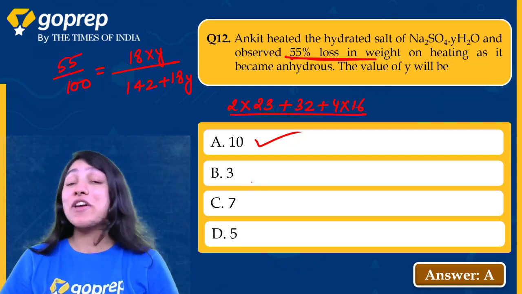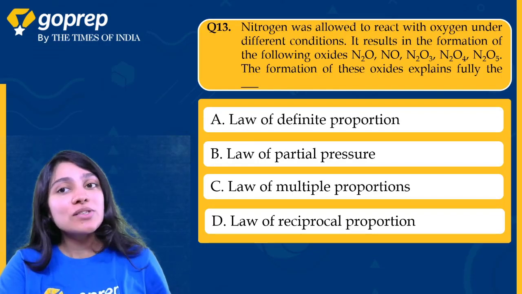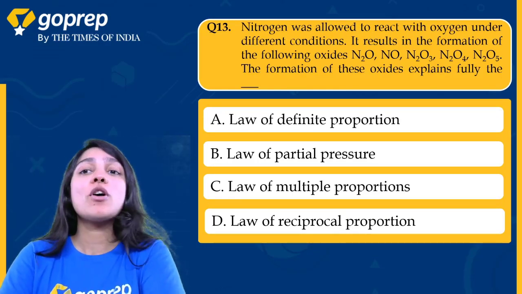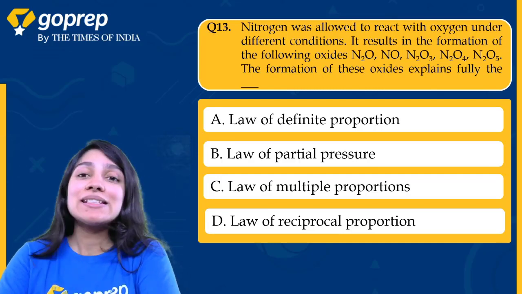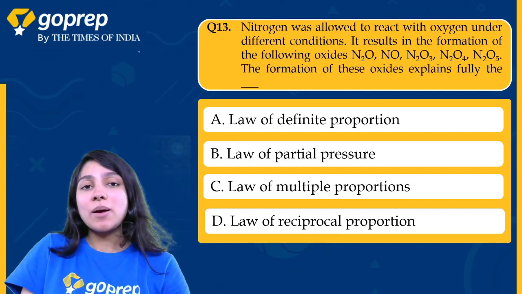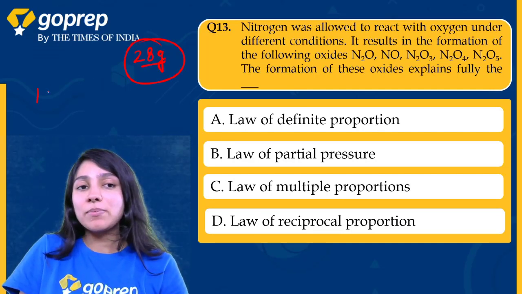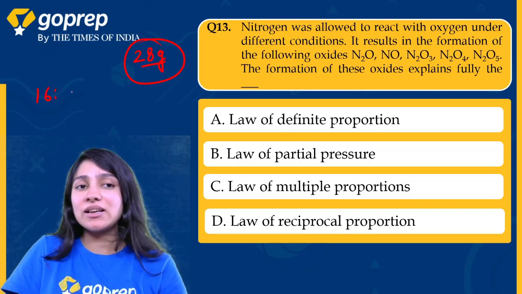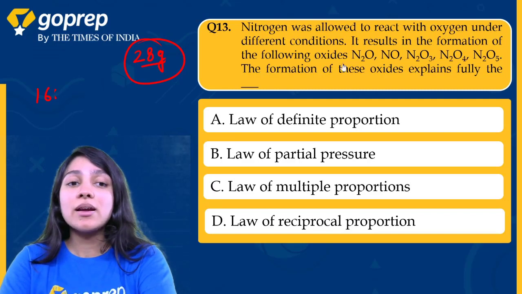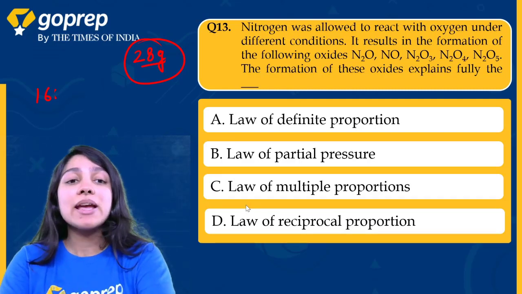Okay, so this is another very interesting question that you had. The next was: nitrogen was allowed to react with oxygen under different conditions. It results in the formation of the following oxides. So whenever so many oxides are forming, if you take out the ratio, nitrogen is 28 grams, fixed. Oxygen in one is 16, in another oxygen is 32, in another 48, and in one molecule 80 grams.